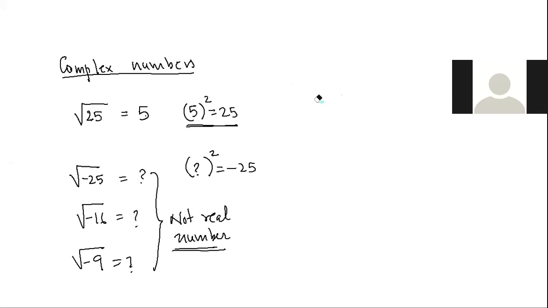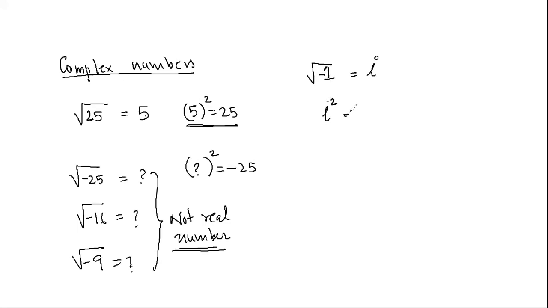For that, I have to define a new number. What we define is that root of minus 1 is the alphabet iota, actually the Greek letter iota. But we are Indians, we speak English, so we will denote it by the small letter i. So once you know root of minus 1 is i, that means i square will give me minus 1 as the answer. Is it clear to you?